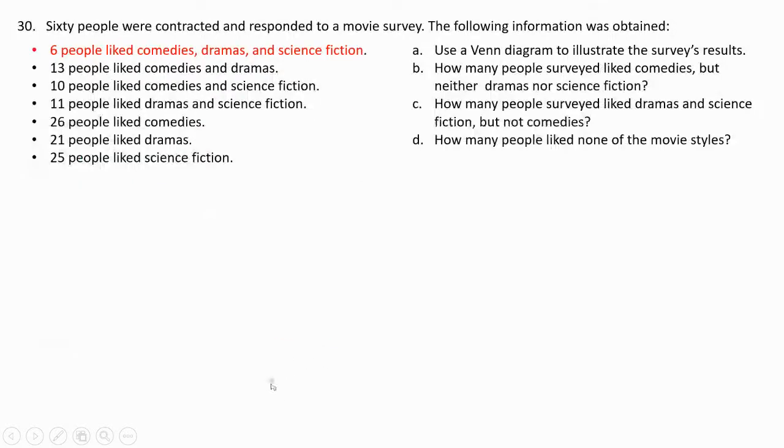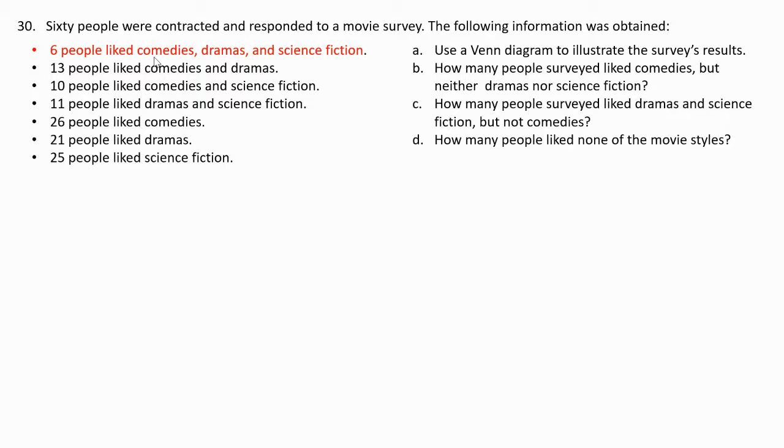Now, I believe this is the last slide here. So this is number 30. I did 30 problems here. It says 60 people were contacted and responded to a movie survey. The following information was obtained. 6 people like comedies, dramas, and science fiction. Why did I put it in red? Because that's where all three intersect.